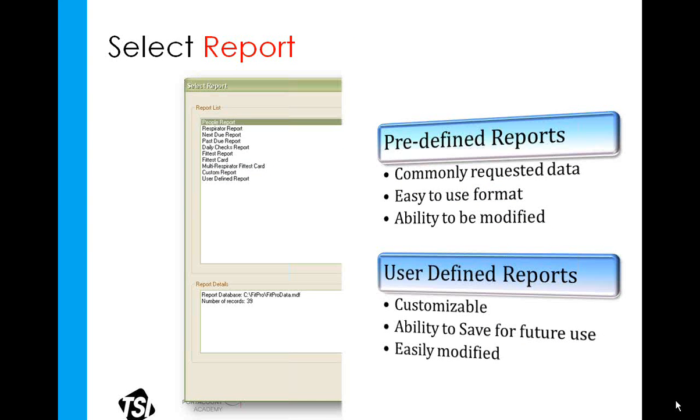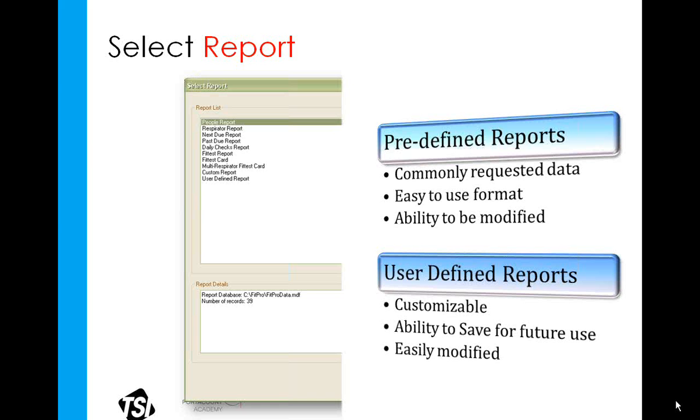On the left-hand side, top section, we see a listing of the pre-populated reports, which are default to the FitPro software. You'll notice that there's a report relating to each of the tables: people, respirator, fit test, etc. You'll also see that we have some predefined reports, such as next due and a past due report, which are based off of the dates in your fit test table. Any user-defined report will be listed here as well, and we're going to go through the process of creating one of those in just a minute.